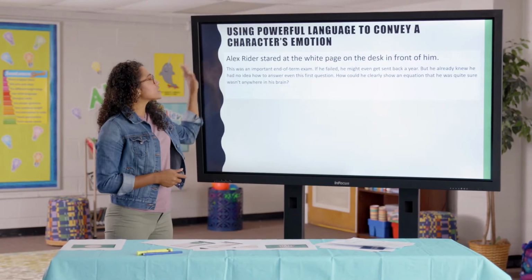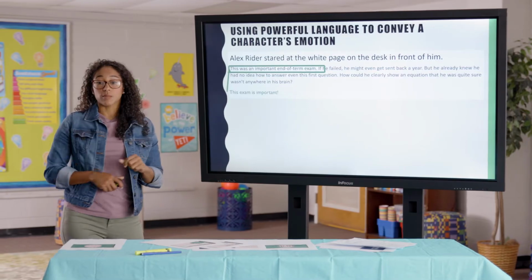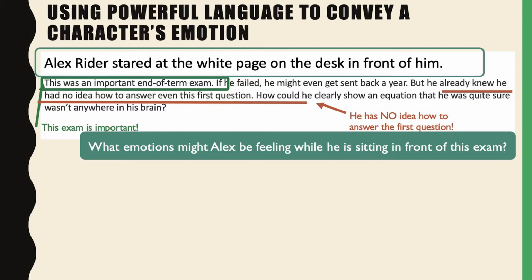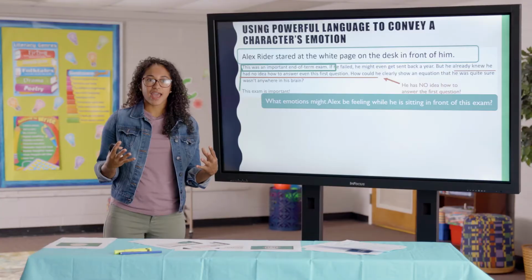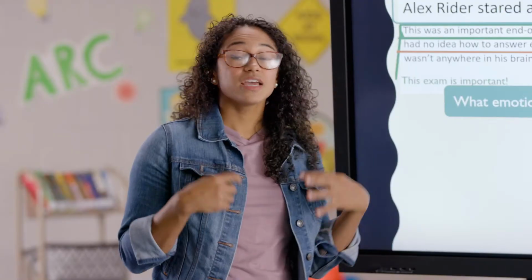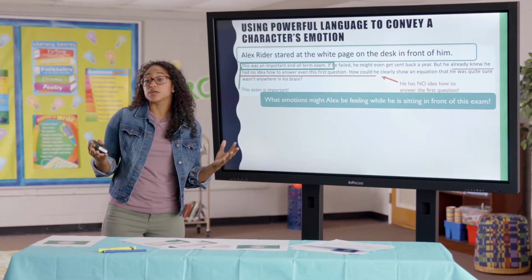So, based on what I've read so far, I know that this is an extremely important exam, and Alex has no idea how to answer the first question. So how do we think Alex might be feeling right now? What emotion would he be feeling while he's sitting in front of this exam where he doesn't know the answer and he's stuck? He's probably feeling nervous. We've all been there. We've all been sitting in front of a test and you look down, you can't answer the first question, and you are stressed.